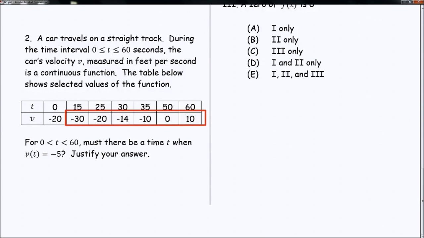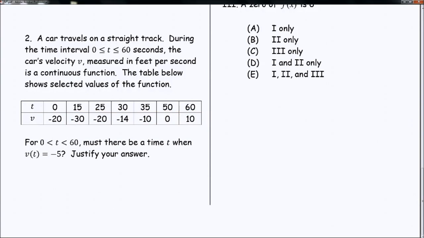And so if you're thinking about driving in a car, there's no way that, when you're talking about velocity in feet per second, you can jump from negative 4 feet per second to negative 6 feet per second, and then all of a sudden your speedometer just jumps to negative 5 feet per second. That doesn't make sense. You have to actually go through negative 5. So it says it's a continuous function, so let's just look at where negative 5 might occur.